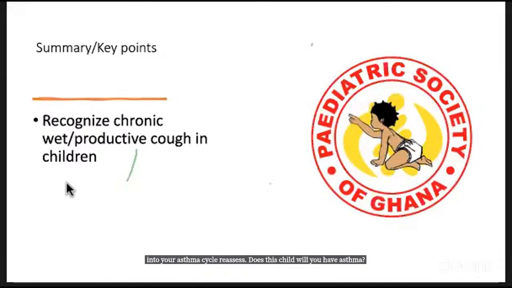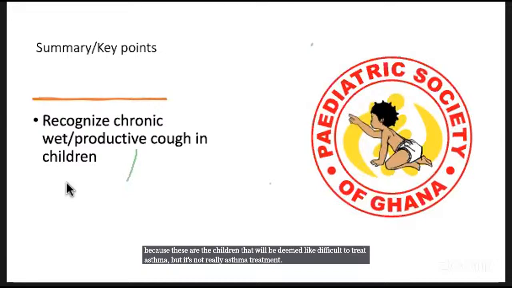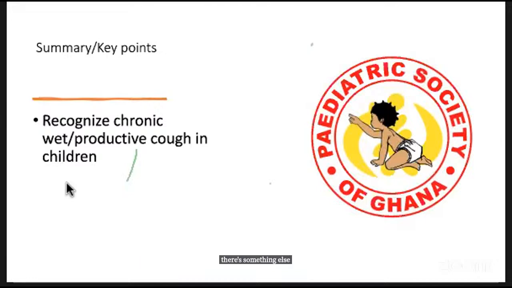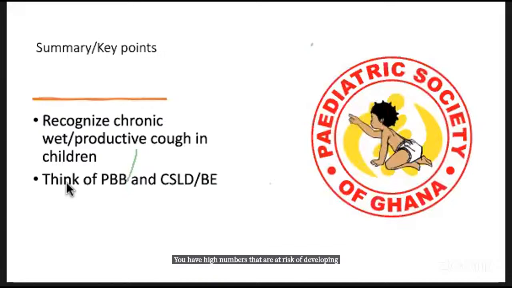Because these are the children that will be deemed difficult-to-treat asthma, but it's not really asthma you're treating. There's something else. Asthma will not usually give you a wet cough. So any child with wet cough, you have to pay attention. And as I mentioned, in our setting with the high burden of infections, children who are treated for PTB, and especially in the context of HIV, we have high numbers at risk of developing chronic suppurative lung disease. So think of PBB, chronic suppurative lung disease and bronchiectasis.